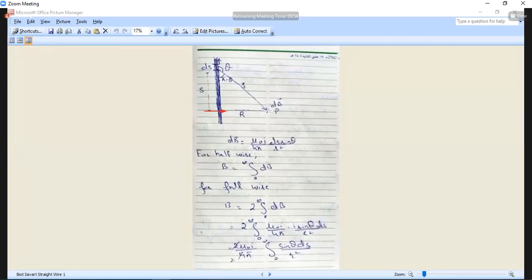This element is located at a distance r from the point P, and this point P is located at a distance capital R from the wire here. The angle which the current length element I ds, which would be in the upward direction, is making with this one is theta here. So this angle would be equal to pi minus theta. Now is it clear to you?